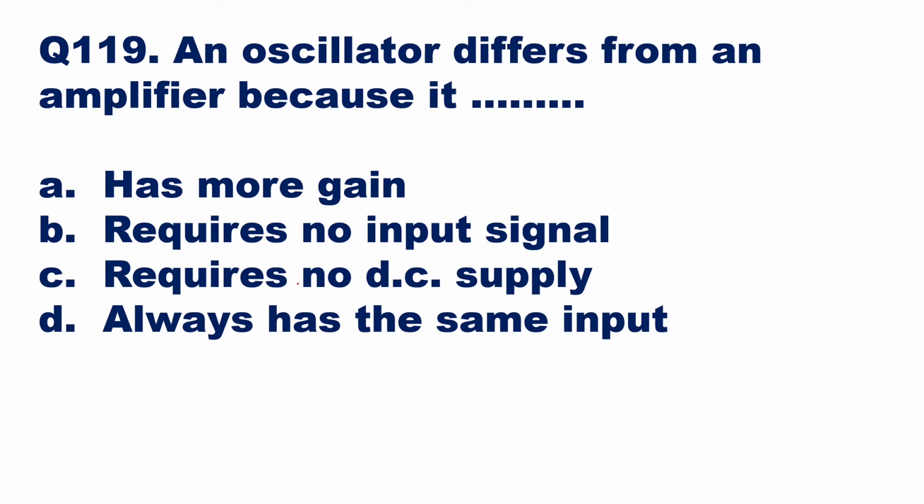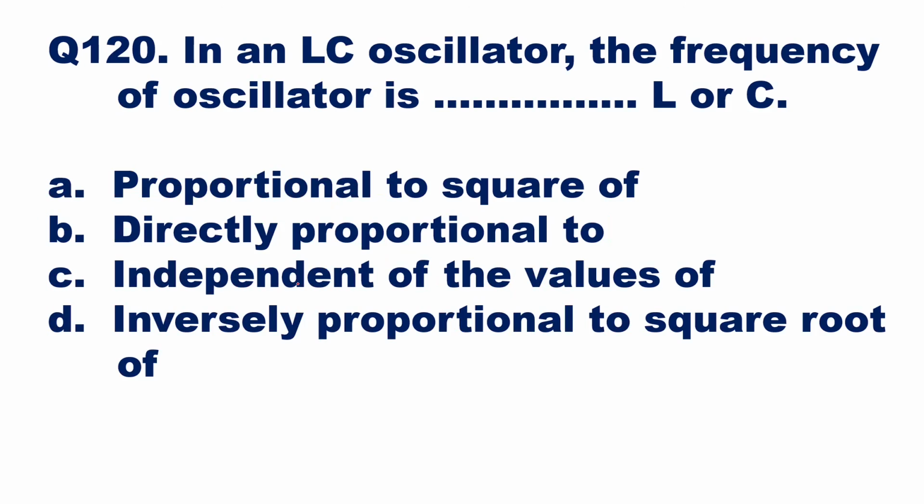An oscillator differs from an amplifier because the options given are: has more gain, requires no input signal, requires no DC supply, always has the same input. Whenever we see an oscillator circuit, it has no input like an amplifier. An amplifier circuit has an input and that input will be amplified by the amplifier. But an oscillator works with no input, only the positive feedback will make it generate oscillations. So option B is the right answer. It requires no input signal. Then we'll go to question number 120.